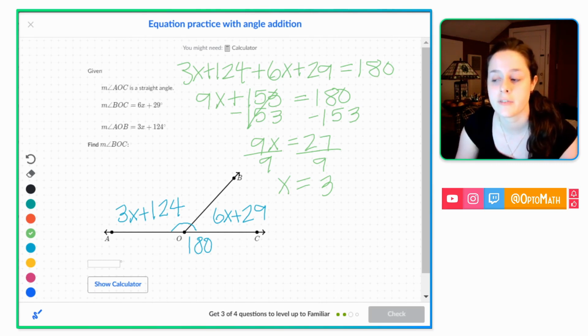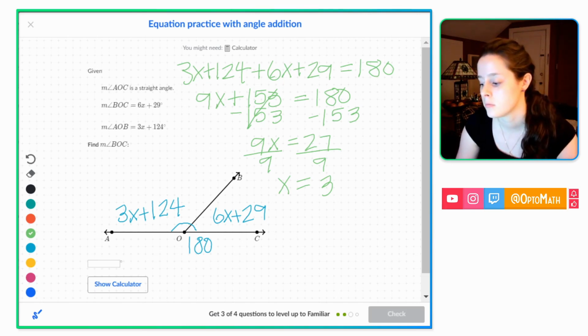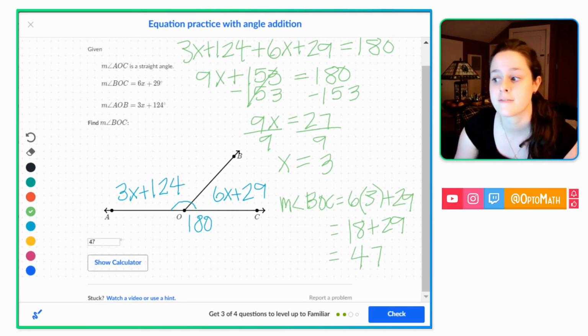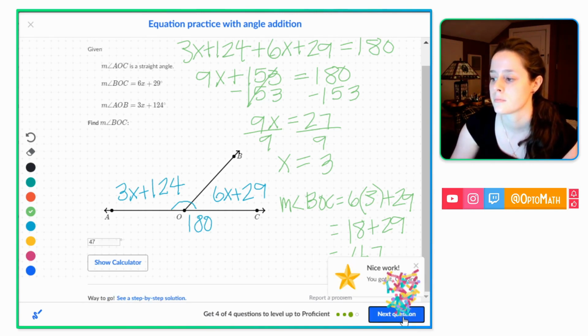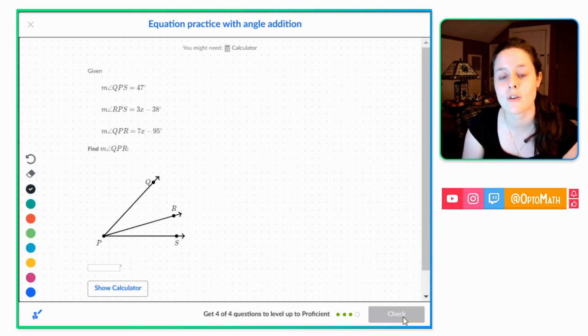Now we have found the value of x, and we simply need to substitute into 6x plus 29 to finish this problem. Okay, so we found that 47 is the measure of angle BOC, 47 degrees, so let's see if we're right. Yay, so we got them all right.